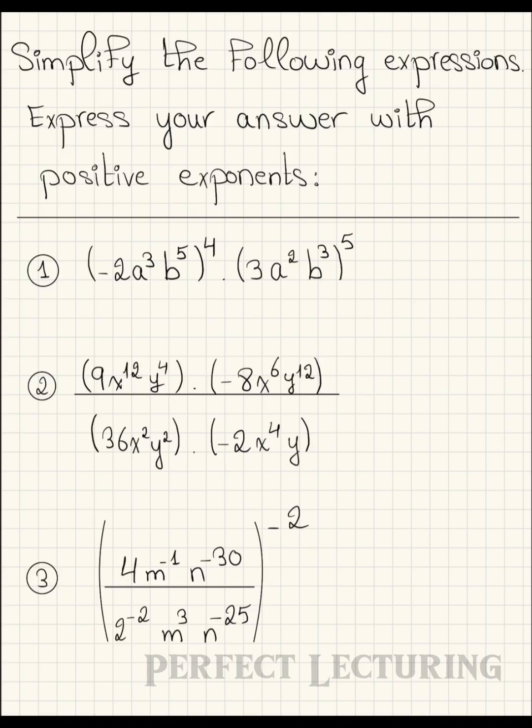Hello everyone. In this video, I'm going to solve the following question, which contains 3 exercises. The question says I have to simplify the following expressions and express my answer only with positive exponents. So all the exponents in the answer must be positive. That's actually the condition. So we're going to solve number 1, number 2, and number 3.